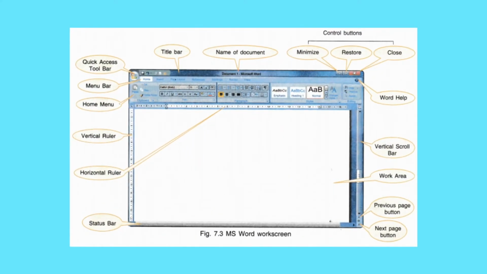If you see the dashboard which is coming on our screen, there is the title bar, which shows the name of the document. Then you can minimize, restore, or close the window; the control button is here, and then Word Help, the vertical scroll bar, the work area, the previous page button, the next page button, the quick access toolbar, menu bar, home tab, vertical ruler, horizontal ruler, and status bar. This is the complete snapshot of what appears when you enter the home page of Microsoft Word and how you are going to tackle it.